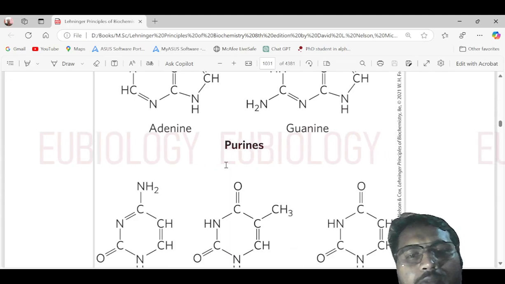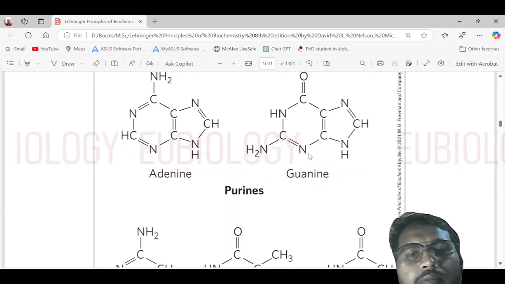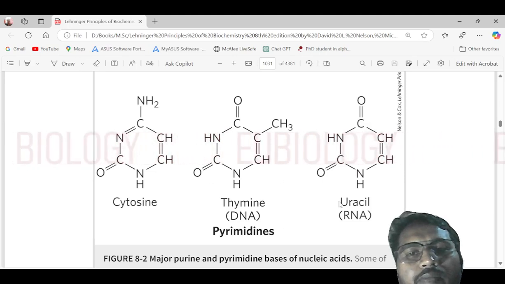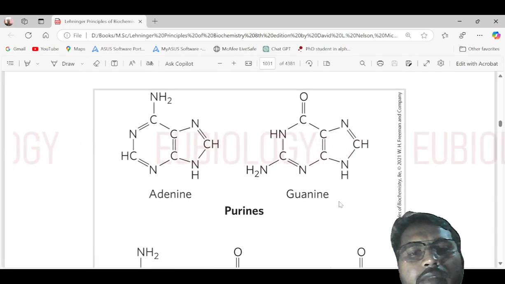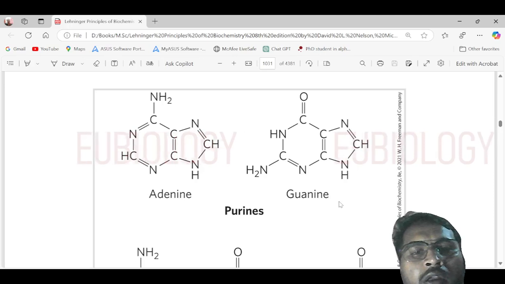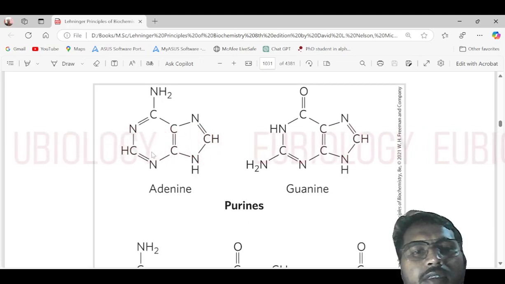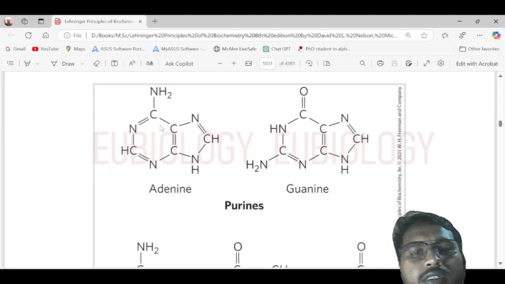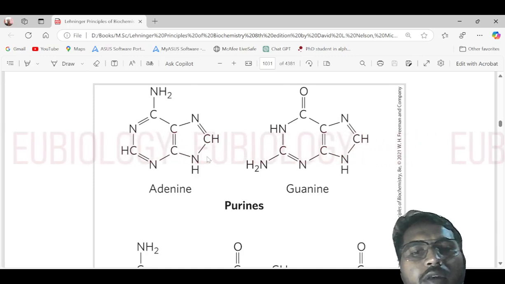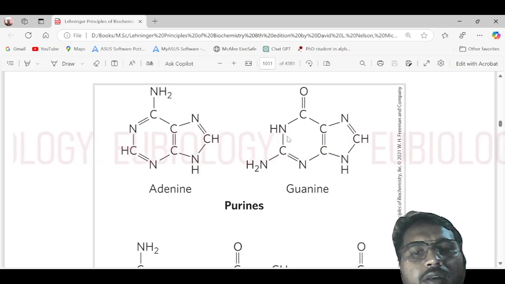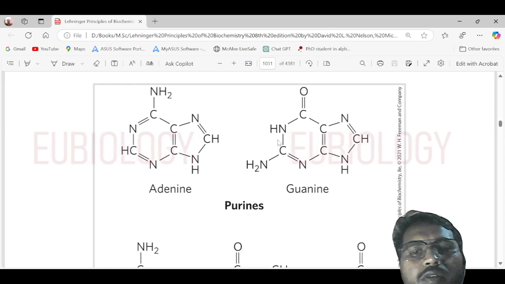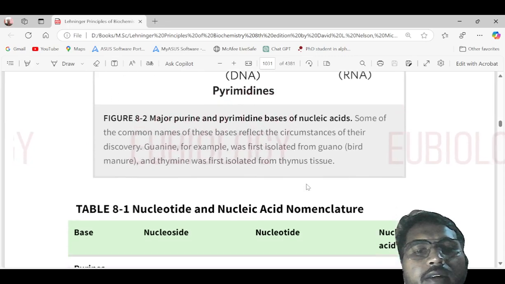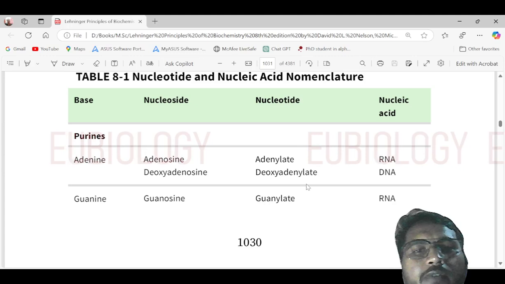What are the purines and pyrimidines? Purine contains adenine and guanine, and pyrimidine contains cytosine, thymine in DNA and uracil in RNA. Their names will be, remember this is going anti-clockwise, 1, 2, 3, 4, 5, 6, 6-amino purine, and this will be 2-amino purine. Finally, we'll find there will be a different name for all these structures.